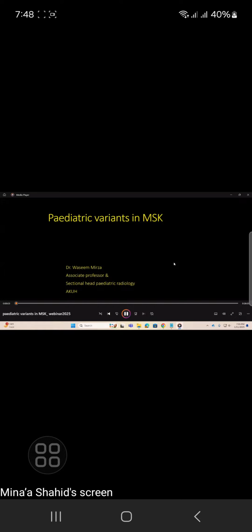Bismillah ar-Rahman ar-Rahim. Today my topic of presentation is pediatric variants, which are commonly seen in musculoskeletal imaging. To differentiate normal variants which may mimic pathologies, we have to differentiate through anatomy. And if you know the anatomy, you know the location of the epiphysis and the synchondrosis.